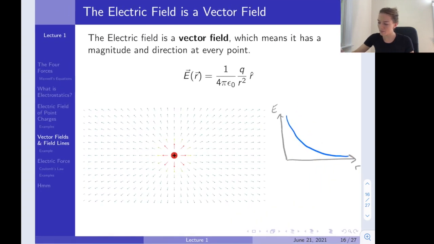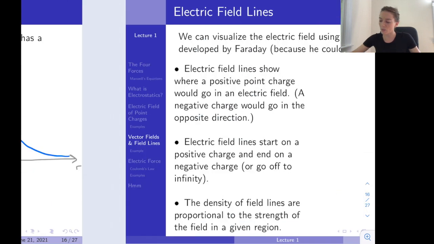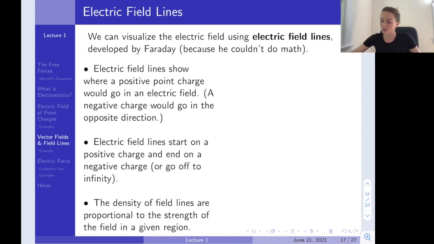Okay, so keep that in mind. This is what the electric field of a point charge looks like. Now let's talk about ways to visualize the electric field a little better. Electric field lines were developed by Faraday, who we'll meet later. It's said he developed these because he never had a formal education in math, so he couldn't do the math of electricity, but he was a genius experimentalist and came up with these field lines as a way to understand what he was working with.